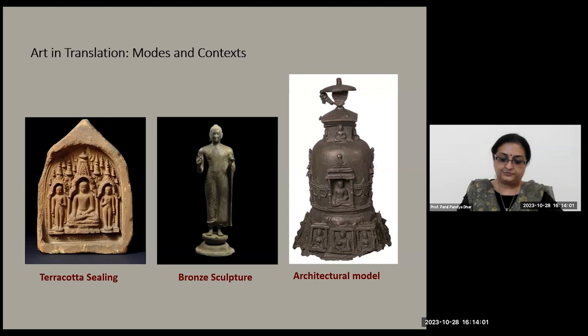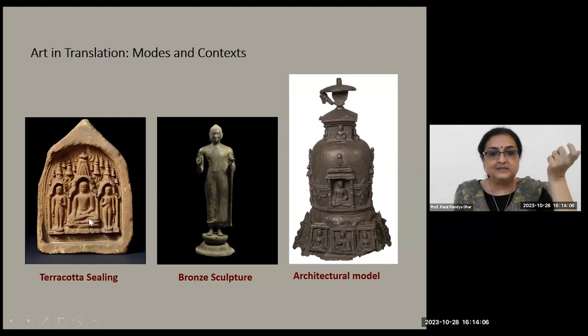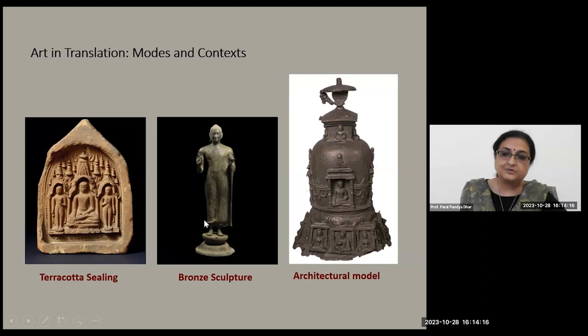So what you see on the screen are portable objects like terracotta ceilings, a bronze sculpture of the Buddha in Amaravati style, but actually made in Sri Lanka, that was found off the coast of central Vietnam in a region called Dong Zong. And then you see a votive stupa, the likes of which, not exactly this one, but the likes of which traveled these long distances and disseminated artistic and architectural vocabulary.